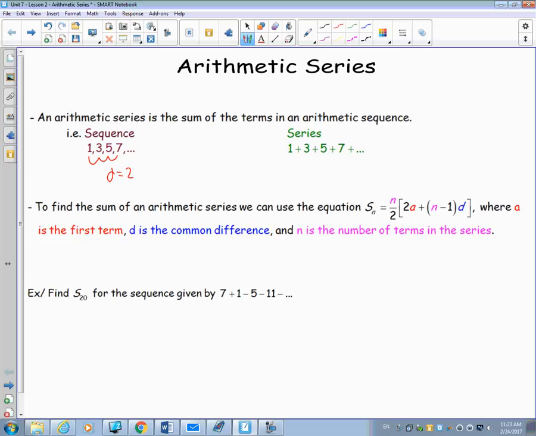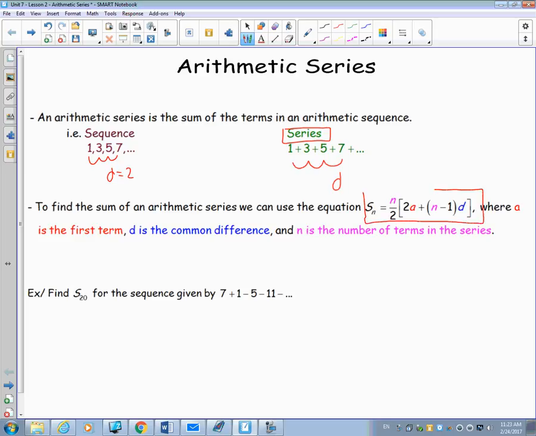Well, if we take those same terms and we start adding them together, so 1 plus 3 plus 5 plus 7, and so on, we call that a series. Again, there's still a constant difference. But today, instead of looking at the pattern itself, we want to figure out what the pattern adds up to. To find the sum, we don't actually have to punch in our calculator 1 plus 3 plus 5 plus 7 and so on. We have ourselves an equation.